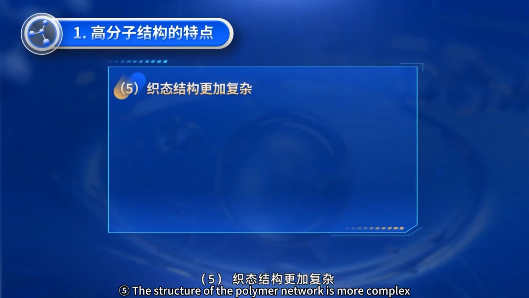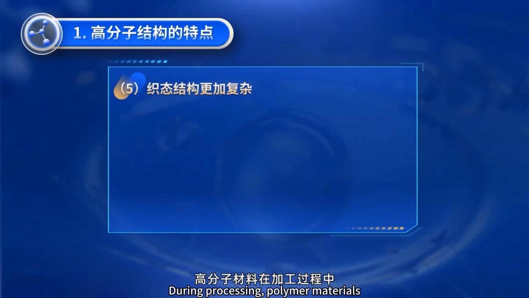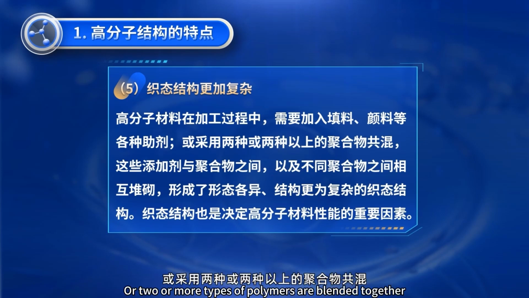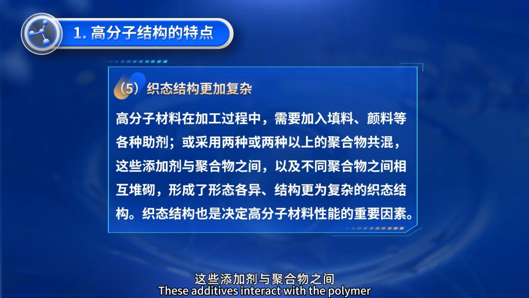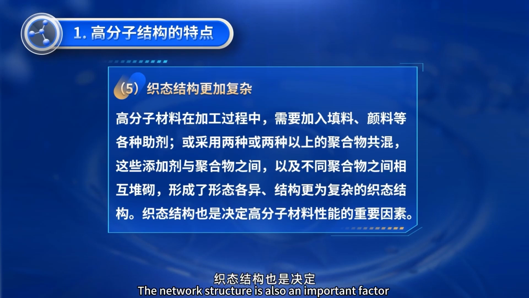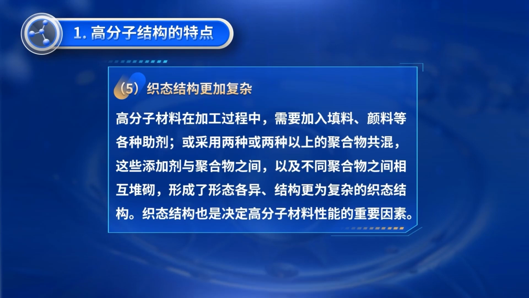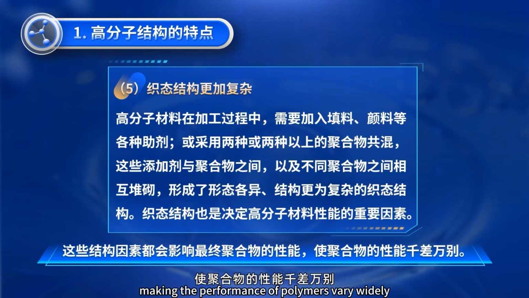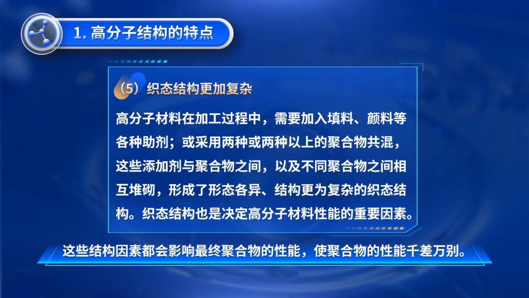Fifth, the structure of the polymer network is more complex. During processing, polymer materials require the addition of fillers, pigments, various additives, etc. Or two or more types of polymers are blended together. These additives interact with the polymer and between different polymers, forming a network structure with various shapes and more complex structure. The network structure is also an important factor determining the performance of polymer materials. The above 5 structural factors all affect the final polymer properties, making the performance of polymers vary widely.